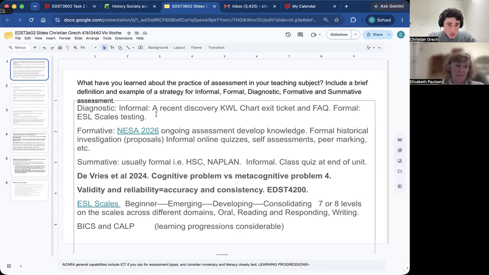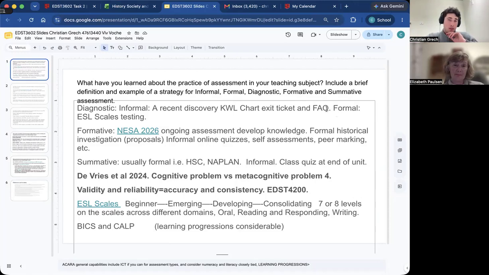So I have some examples here. Diagnostics. A recent discovery I made was KWL charts. I adapted it into an exit ticket. It's like, what is one thing I learned in this lesson? What is one thing I'm still not sure about? Which is more of an informal diagnostic self-assessment. But I could still argue that that's formative because I turned it into an FAQ. I answered their questions and gave it to them the next class, which was an interesting engagement and also fed into this paragraph activity.